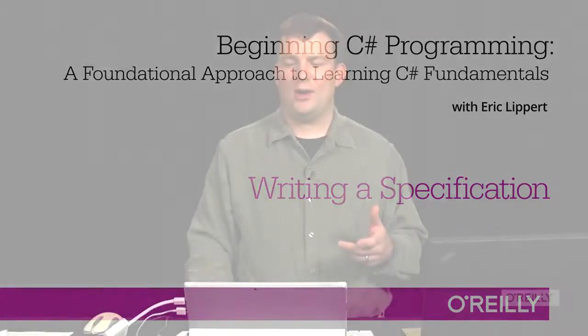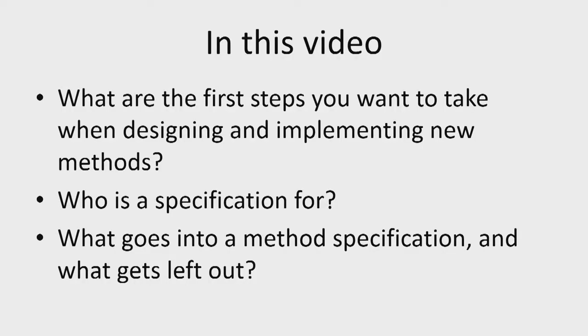In this video, we're going to talk about what are the first steps you want to take when you're designing and implementing new methods. We're going to talk about specifications: who is a specification for, who writes it, who reads it, what goes into a method specification, what gets left out. So the rest of this course is going to be about creating your own static methods.